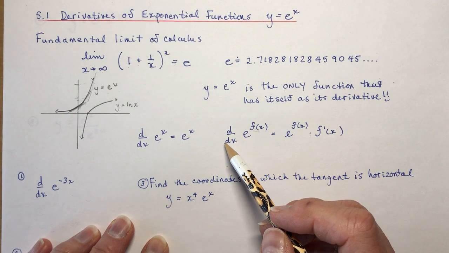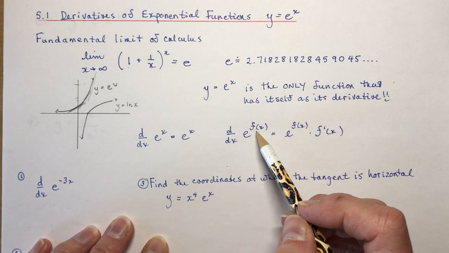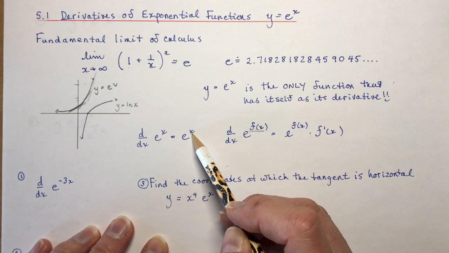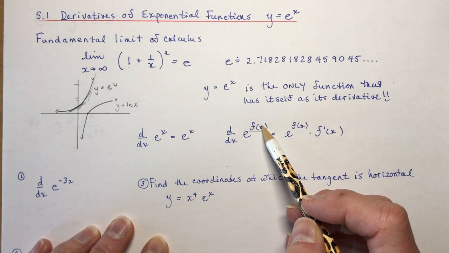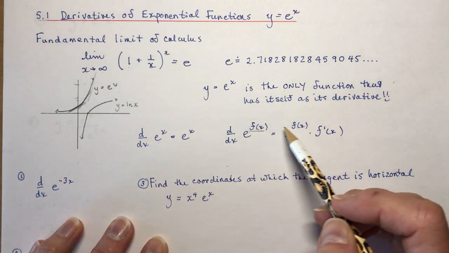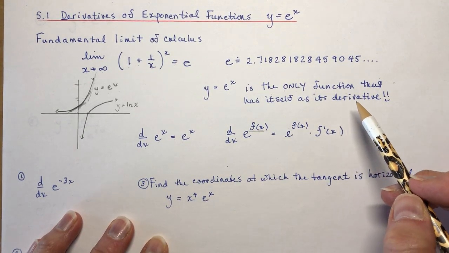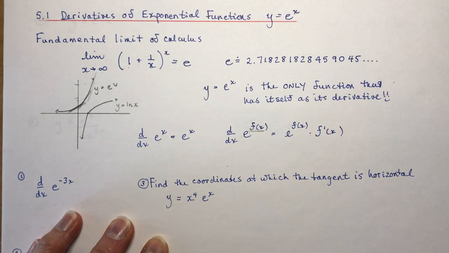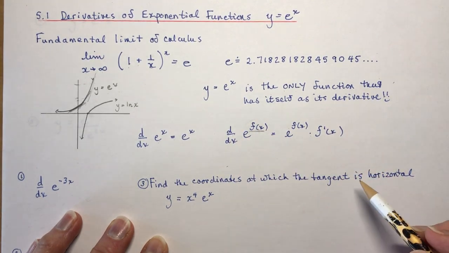However, of course, there are some other little parts you have to look out for, and that's when the exponent is not simply x. If I have some other little function up there, like minus 3x, then we have to also multiply by the derivative of that exponent, because it's a composite function here, right?